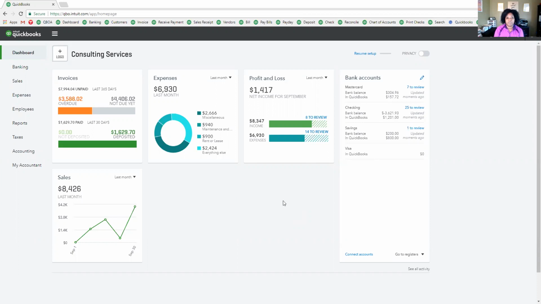Today, we will be talking about how to record a sales receipt in QuickBooks Online. In QuickBooks Online, you can either record an invoice that goes to your customer or a sales receipt. The difference between an invoice that goes to your customer and a sales receipt that goes to your customer is that the sales receipt records the invoice and the payment of the invoice at the same time.